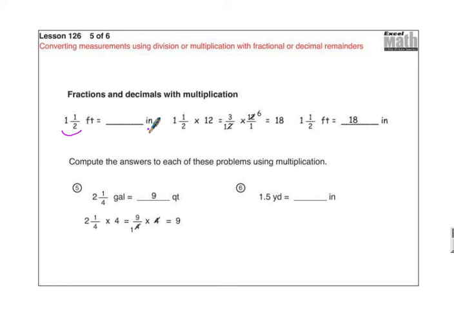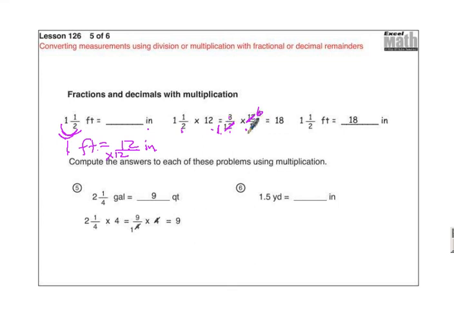Okay, 1.5 feet into inches. Well, what's 1 foot? 1 foot in inches is equal to 12 inches. How do I go from 1 to 12? I multiply by 12. So I'm going to do the same thing here. I'm going to multiply 1.5 times 12. I'm going to change 1.5 to 3 halves, because I can't multiply mixed numbers. Multiply that by 12. 2 and 12 can be cross-reduced. The 2 becomes a 1. The 12 becomes a 6, because I'm dividing both of those by 2.